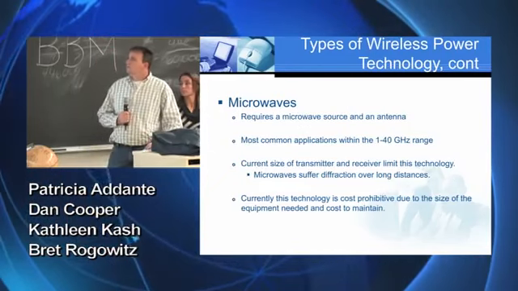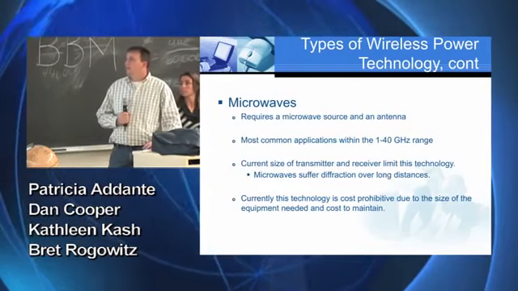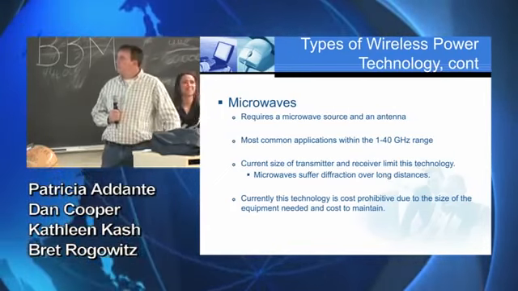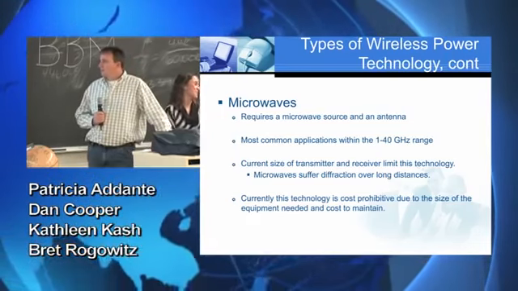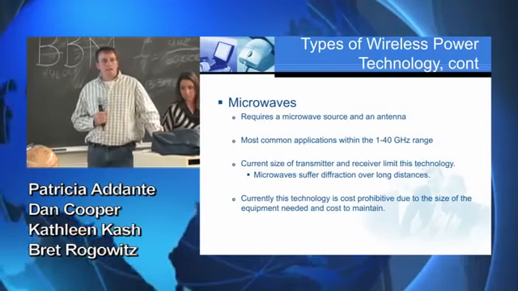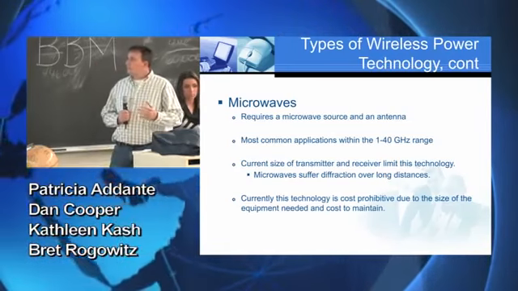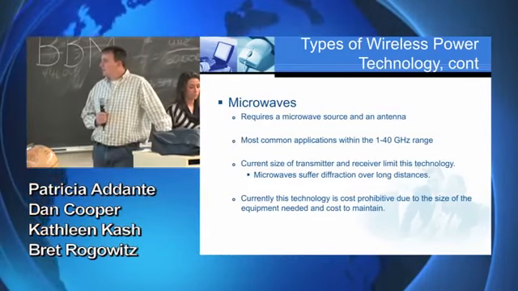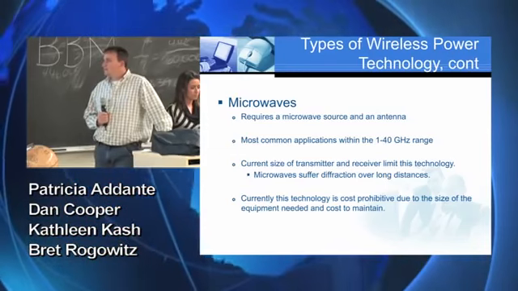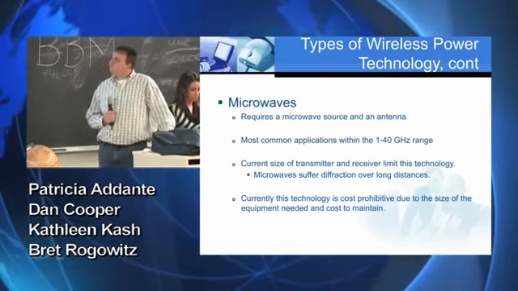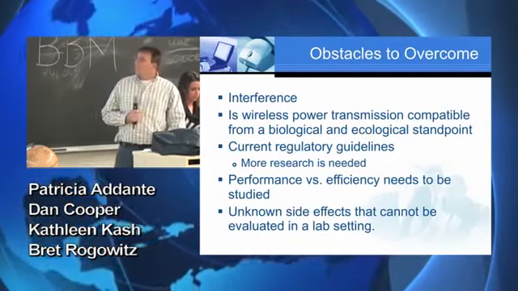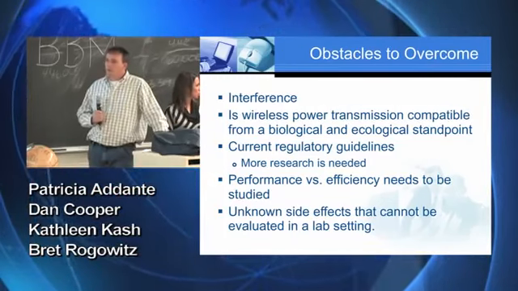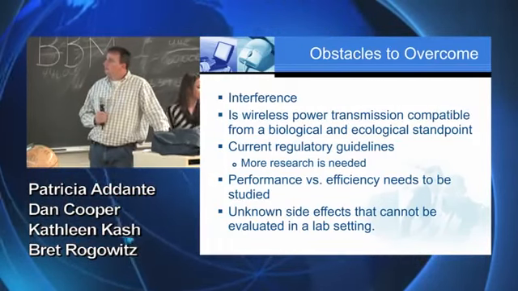And then there's microwaves. This requires a microwave source and an antenna. The current size of the transmitter and receiver limit this technology. Microwaves suffer diffraction over long distances, so the receiver and transmitter have to be huge to be able to handle that. This technology is cost prohibitive due to the size and equipment costs. Obstacles to overcome: there's interference, again, aluminum siding, stucco, wiring, that sort of thing.